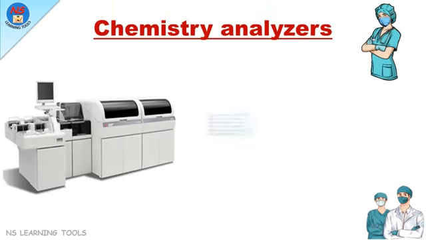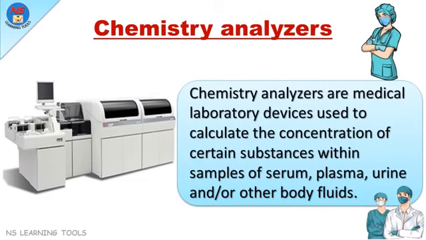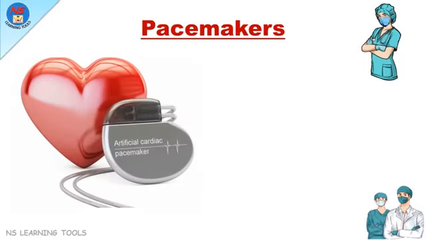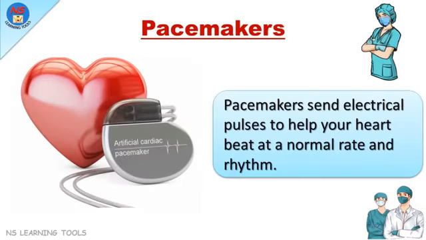Chemistry analyzers. Chemistry analyzers are medical laboratory devices used to calculate the concentration of certain substances within samples of serum, plasma, urine, and/or other body fluids. Pacemakers. Pacemakers send electrical pulses to help your heart beat at a normal rate and rhythm.